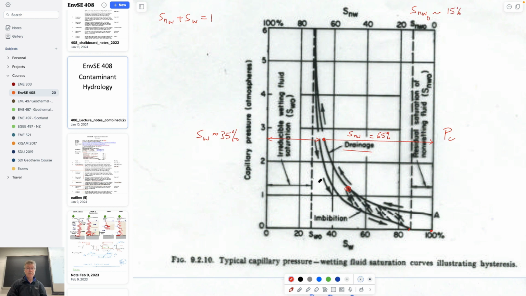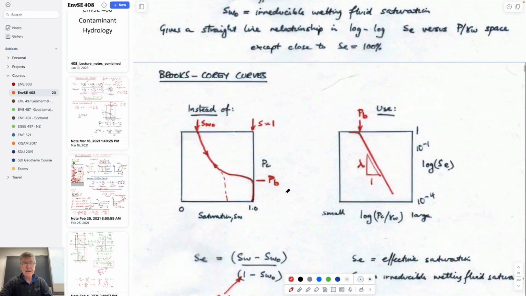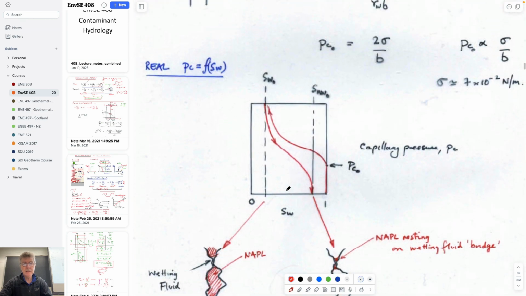And also, when you're pushing water into the system to push out the NAPL or the air, there's a percentage that is the irreducible saturation of the wetting phase. So S_w0 here looks like 25%. And so those are the characteristics that we have to think about. And so in a way, they kind of describe the behavior that we talked about when we talked about saturations. So we talked about a lot of that last time.